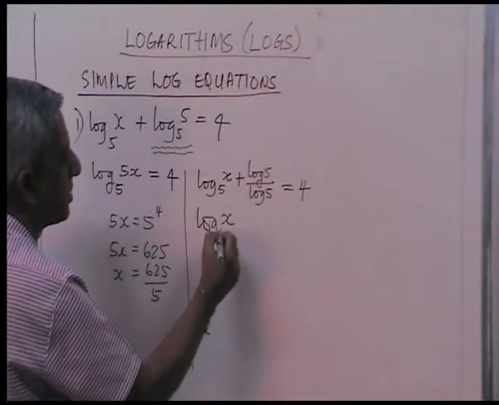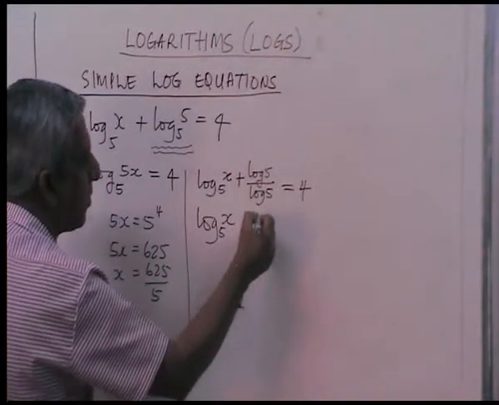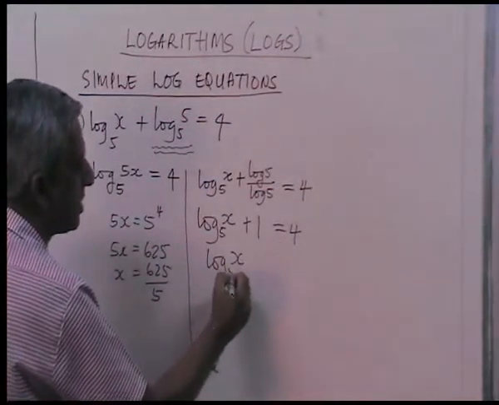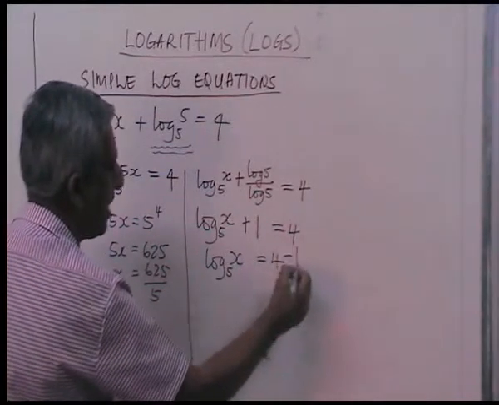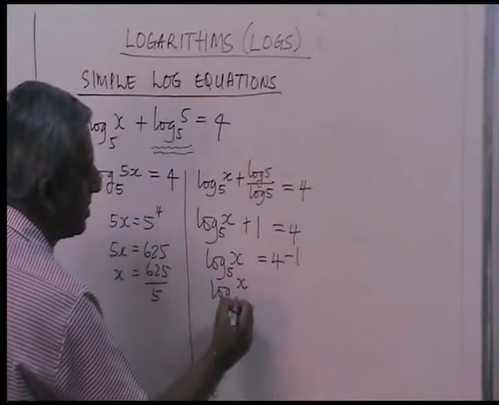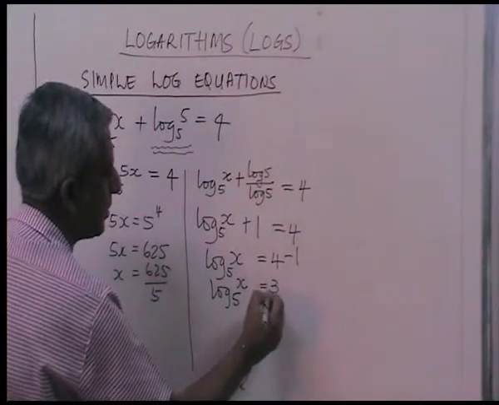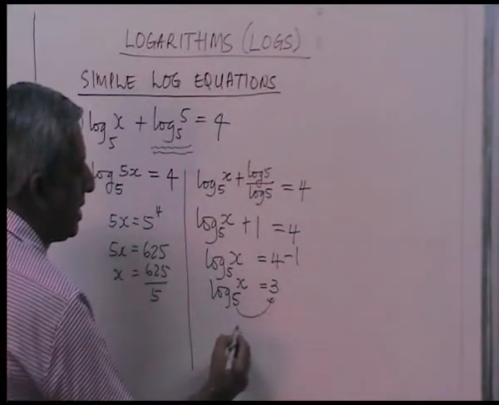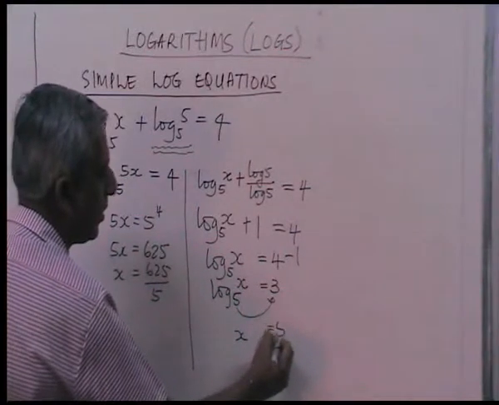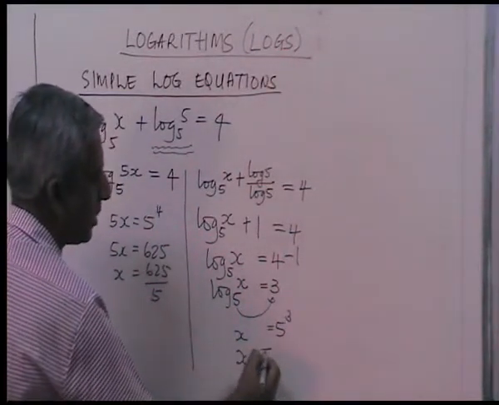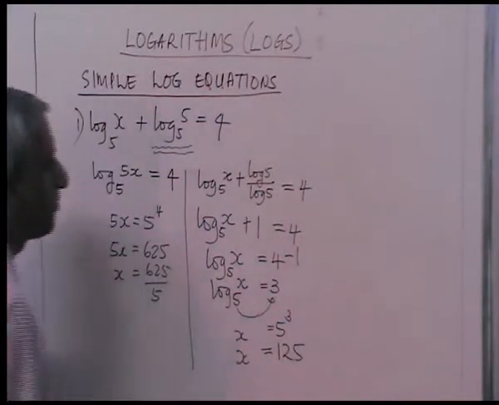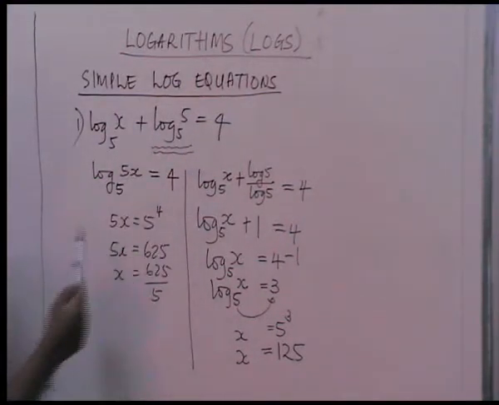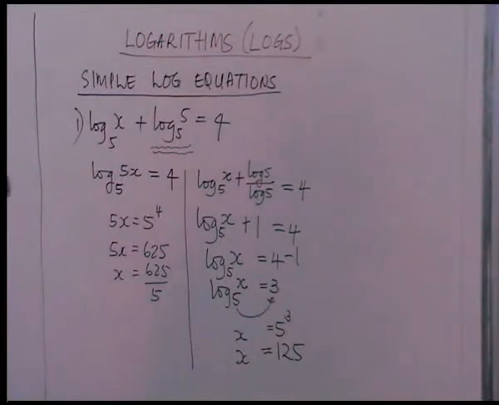Then you'll end up with log of x to the base 5 plus 1 is equal to 4. Then log of x to the base 5 is equal to 4 minus 1, so log of x to the base 5 is equal to 3. And then once again, from here you'll change to index form and you'll say x is equal to 5 cubed, x is equal to 125. So we're just doing one example to demonstrate to you that an equation could be solved in two different ways. So the choice is yours.